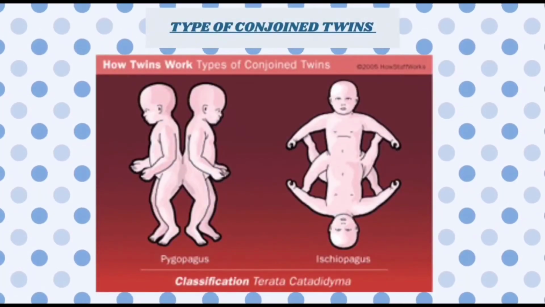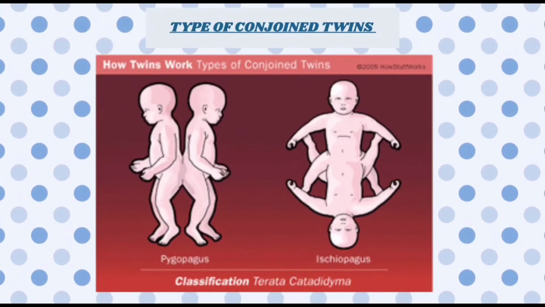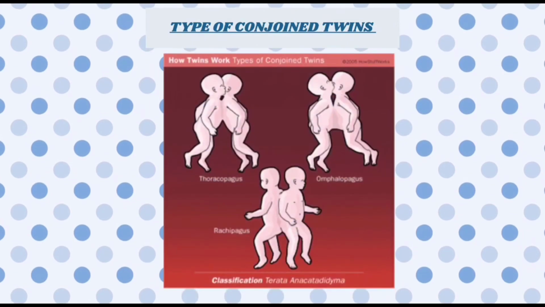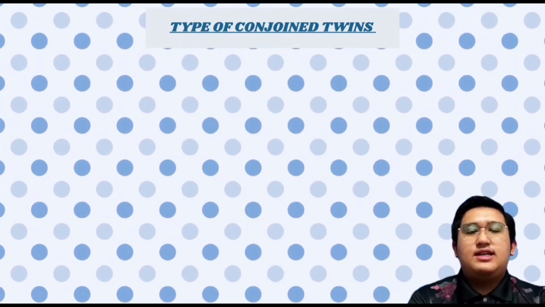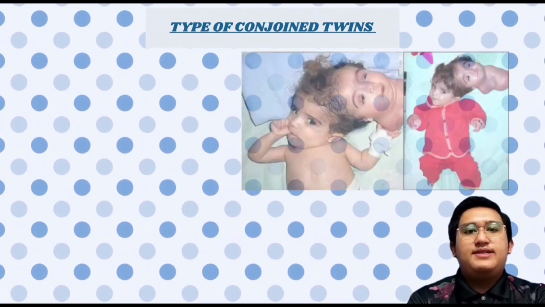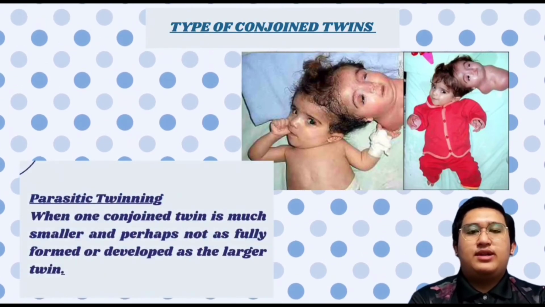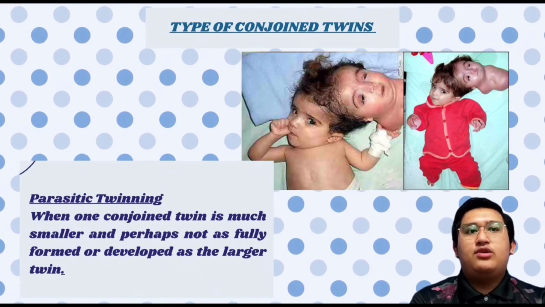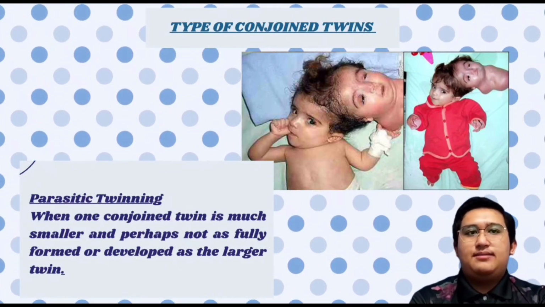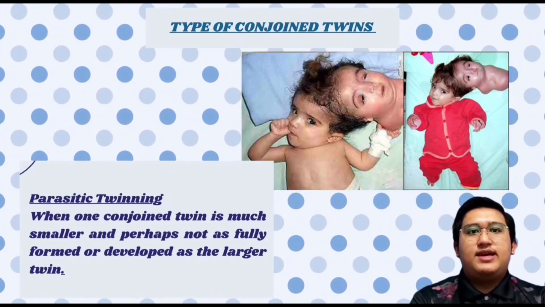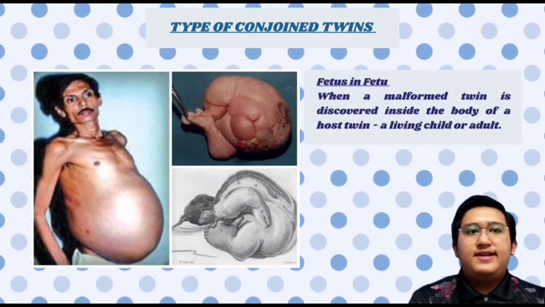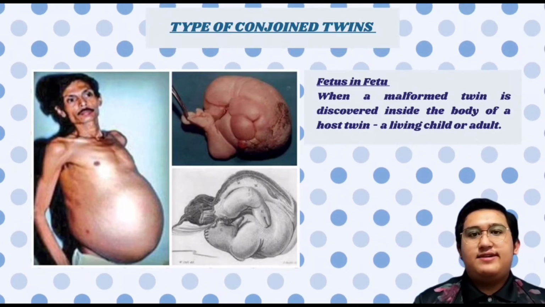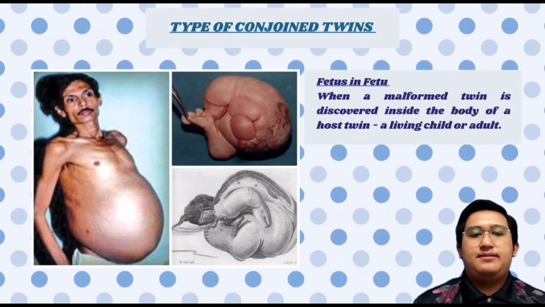There are many types of conjoined twins, such as terata katadidymus, terata anadidymus, and terata anakatadidymus. There is also another type of conjoined twins called parasitic twinning, which happens when one conjoined twin is much smaller and perhaps not as fully formed or developed as the larger twin. There is also a much rarer case of parasitic twinning called fetus in fetu. This happens when a malformed twin is discovered inside the body of a host twin.